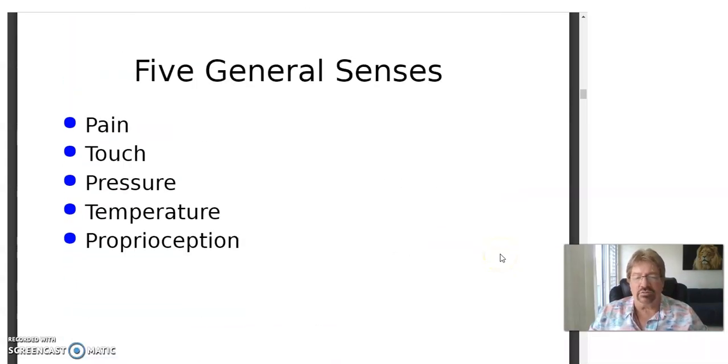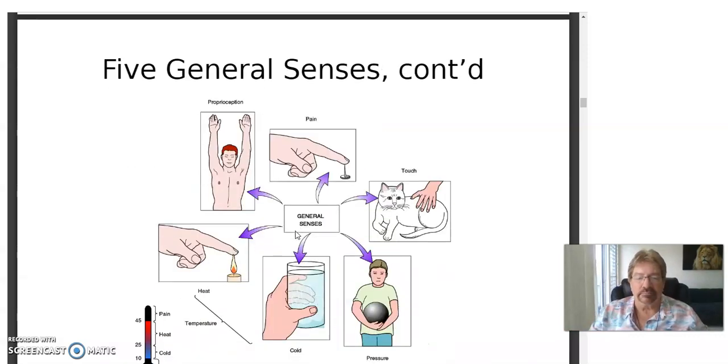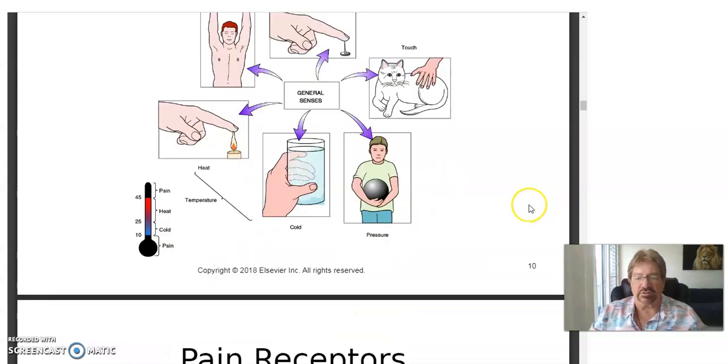The 5 general senses are pain, touch, pressure, temperature, and proprioception, which we mentioned when we talked about the cerebellum. Proprioception is knowing how you're positioned in space without having to look. So here's an example of proprioception: pain, touch, heat, cold, pressure. All very important. We have a very extensive network of sensory nerves, specialized structures that detect all this stuff.